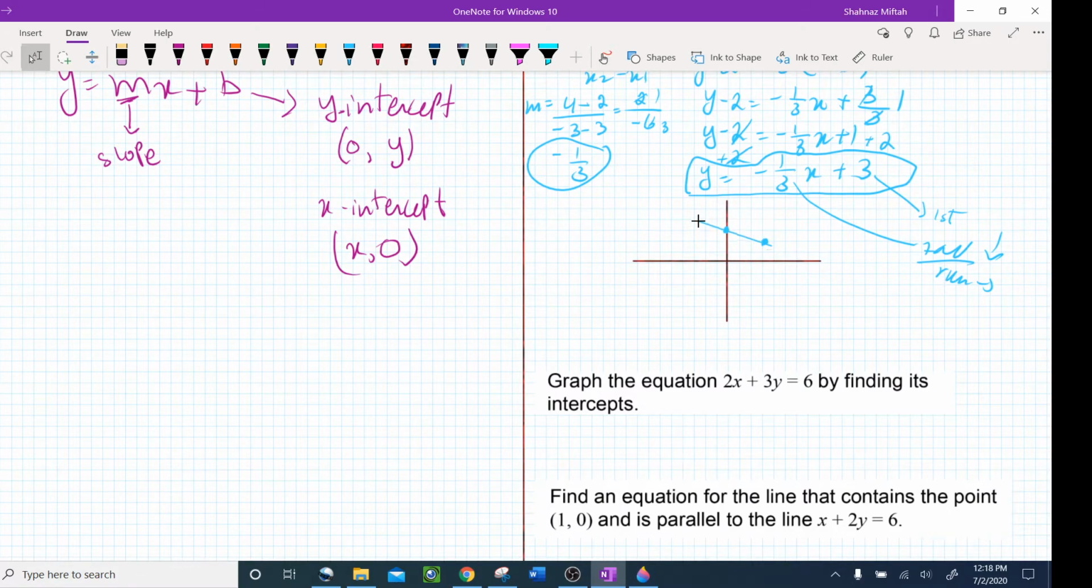This is going to give me that. Here we go. So that's my graph, and it has a negative slope. Okay, so we did so many of these things.